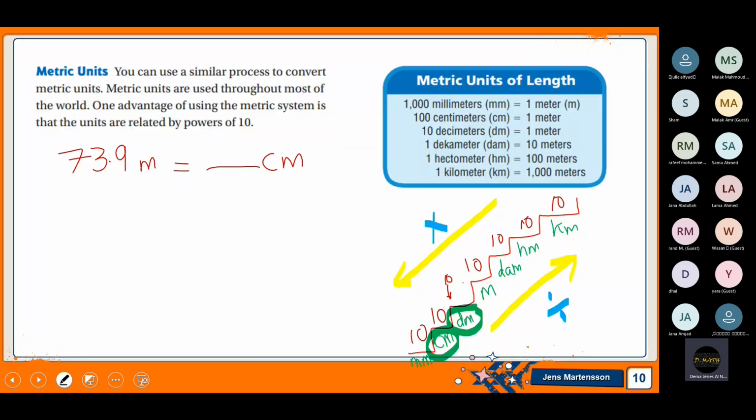Now, do you go downward or upward? Downward. When you go downward, what do you have to do? You have to multiply. I told you, if you want to go from up to down, multiply. If you want to go up, divide. But I am on meter. I want to go to the centimeter. So you go downward.